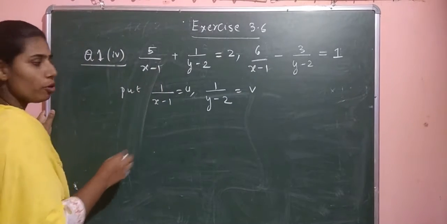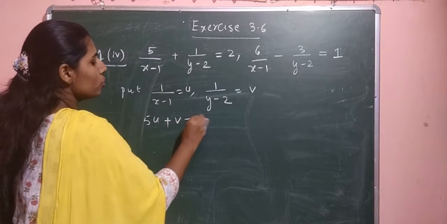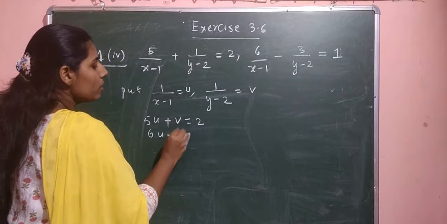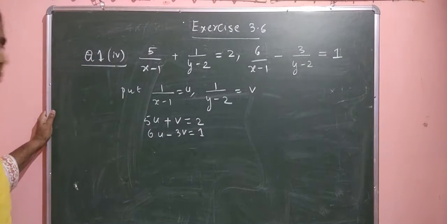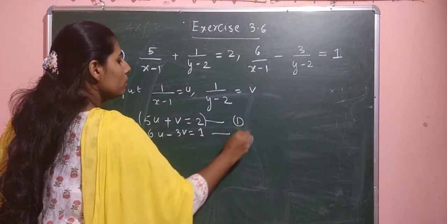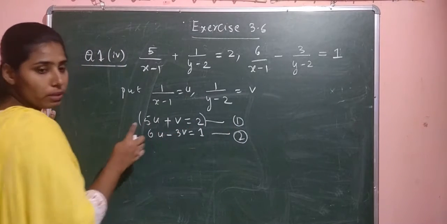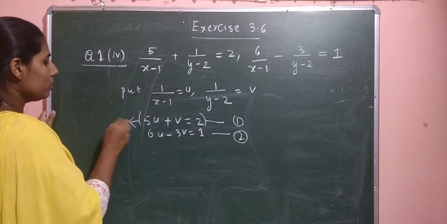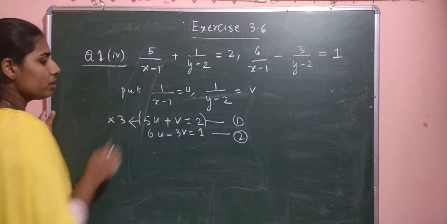So when you put in the above form, you will get 5u plus v is equal to 2, and here you will get 6u minus 3v is equal to 1. Okay, now you can multiply the above equations 1 and 2. Yes, by the elimination method, if I substitute in this form, right? So what will I get here? Here we will multiply the first equation by 3.